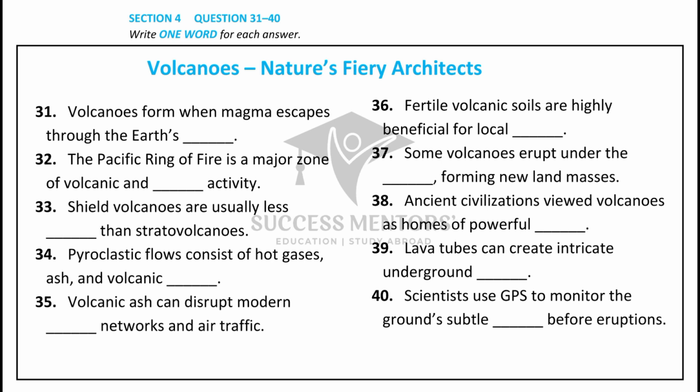Another fascinating geological feature created by volcanoes is the lava tube. As lava flows during an eruption, the outer surface cools and hardens, while molten lava continues to flow inside. Once the lava drains away, it leaves behind long, hollow tunnels. These lava tubes often become intricate underground caves, which can be explored by scientists and adventurous tourists alike.